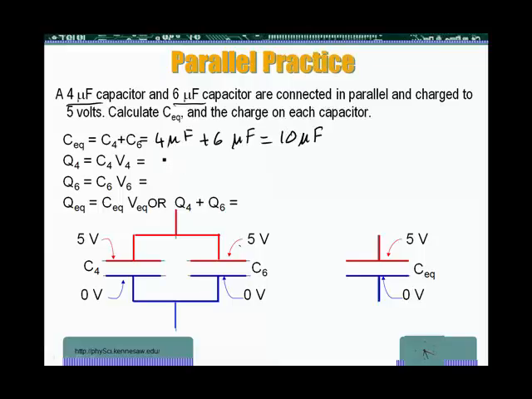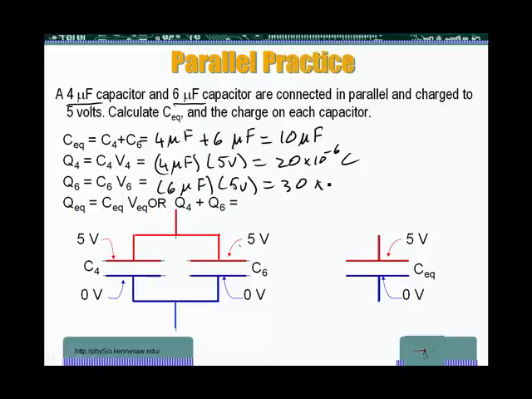The charge in each capacitor is just C times V. So for the first one, 4 microfarad times the 5 volts, so it is 20 times 10 to the minus 6 coulombs. For the second one, 6 microfarad times 5 volts, so it's 30 times 10 to the minus 6 coulombs. The overall charge is the sum of both charges, so it's 50 times 10 to the minus 6 coulombs.